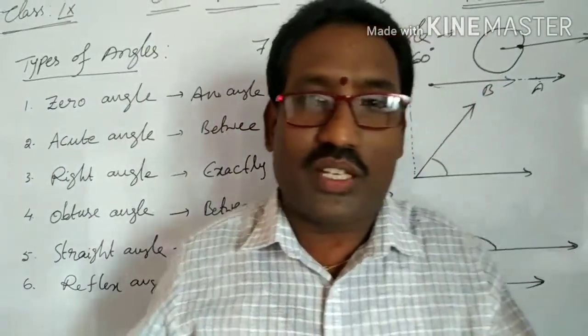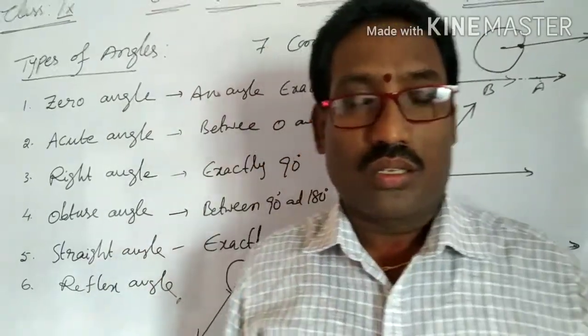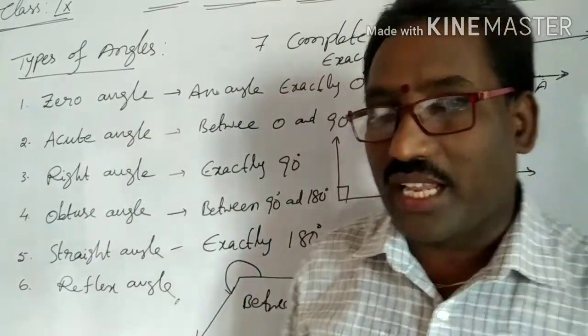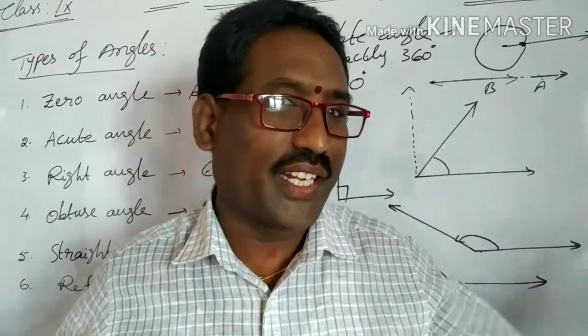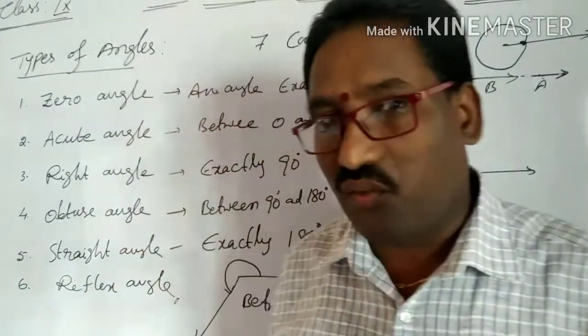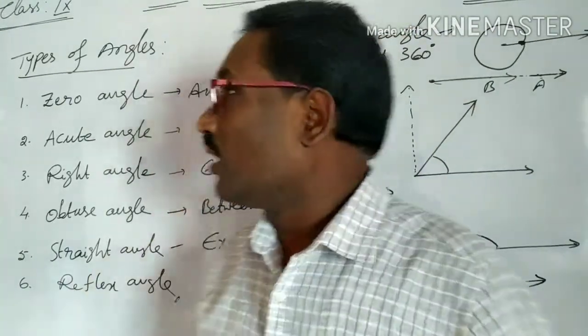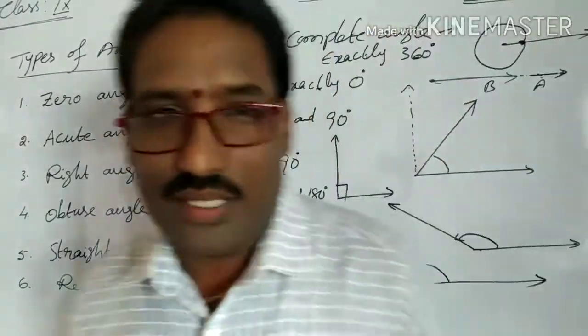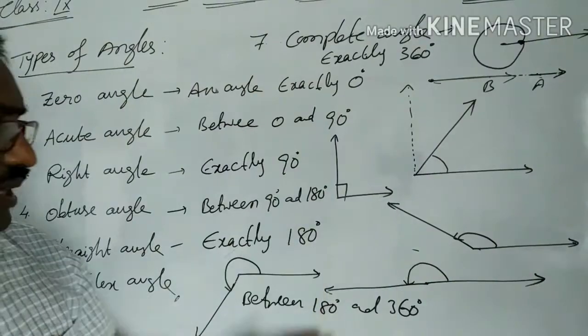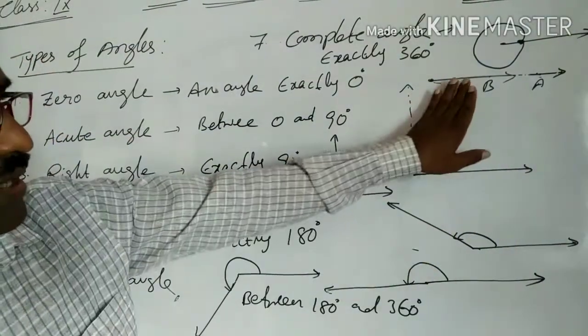An angle measures between 90 and 180, obtuse angle. An angle measures between 180 and 360, reflex angle. Okay, understand? Okay, very good. So you follow like this angles, symbols. Observe the diagrams like this.